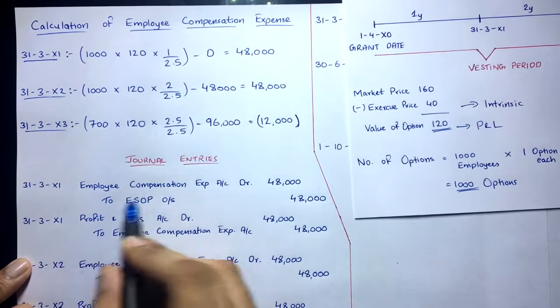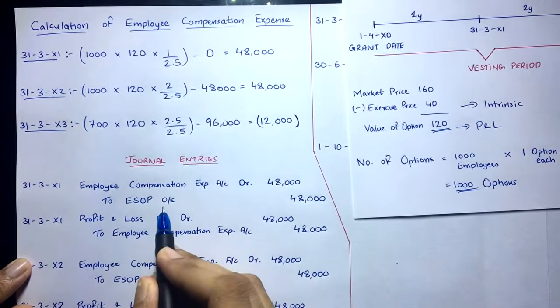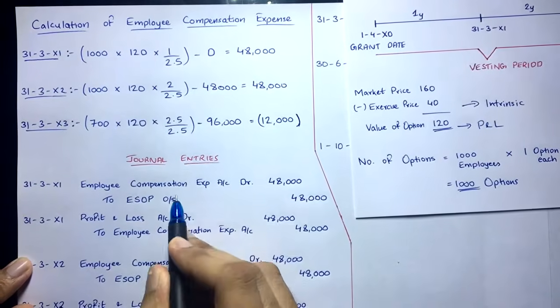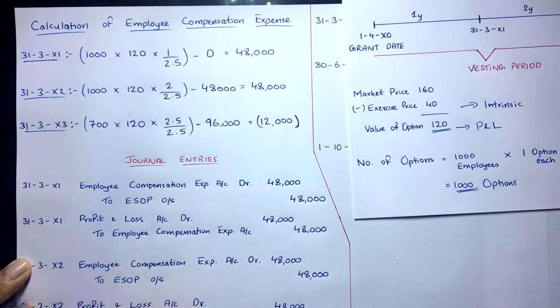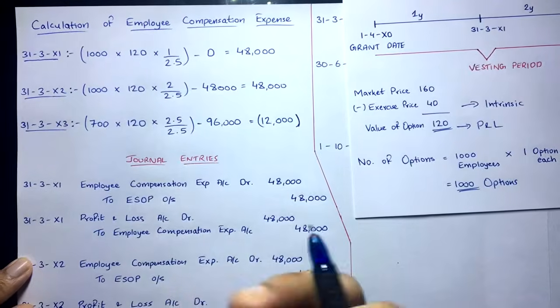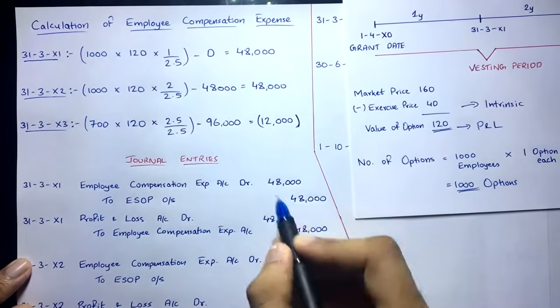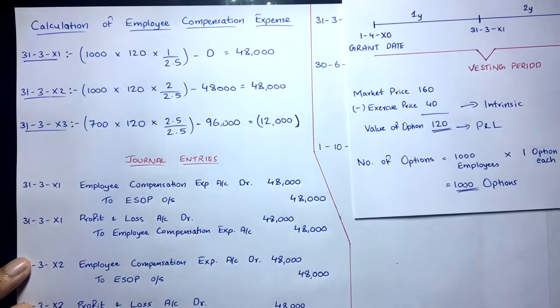Employee compensation expense account debit to ESOP outstanding, you will recognize the liability and record the expense, and then at the end of the year you will transfer it to the profit and loss account. But then the main thing is the amount. How did I get this 48,000? What is the logic behind that?